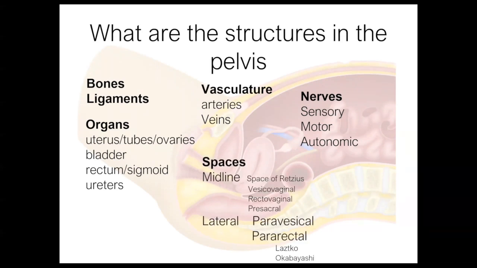And also we have spaces, and the spaces are very important. They are midline spaces, space of Retzius, vesicovaginal, rectovaginal, presacral spaces, and also the lateral spaces, which are the paravesical and pararectal. Pararectal are divided into Latzko, Okabayashi, and Yabuki spaces. So these are the areas that I'm going to cover.